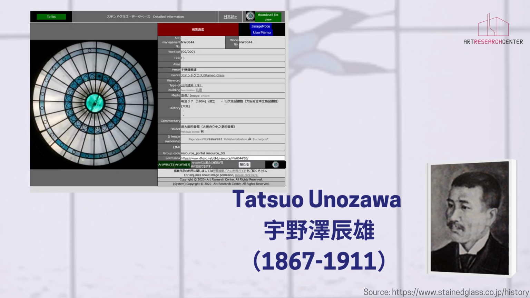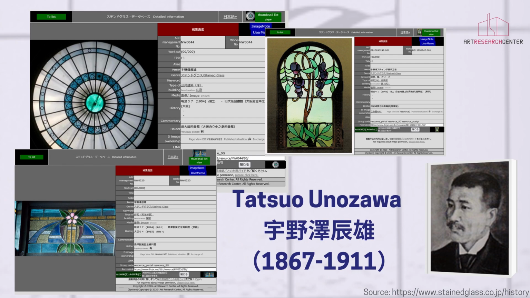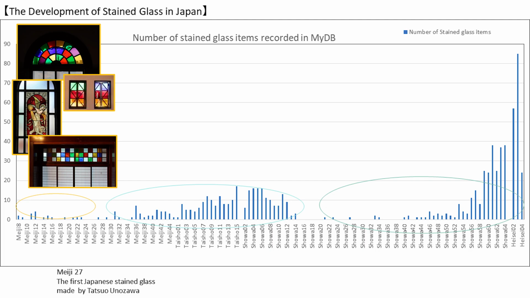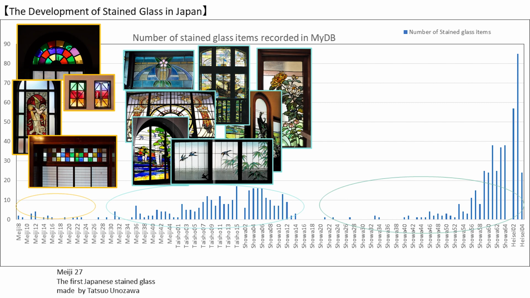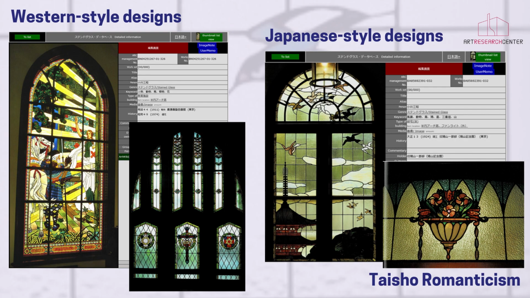The first full-scale production of stained glass in Japan started with Tatsuo Onozawa upon his return from Germany at the end of the Meiji period. Since then, many stained glass windows have been produced in Japan. The techniques used in stained glass production in Japan are almost the same as those used in the West. As for the designs, however, the stained glass made in Japan shows not only Western-style designs, but also uniquely Japanese designs that incorporate expressions of Japanese-style paintings and Taisho romanticism.